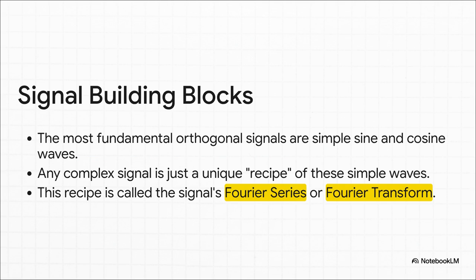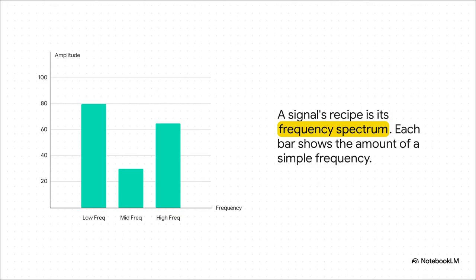So what are these fundamental building blocks for signals? Turns out they're just simple sine and cosine waves of different frequencies. It's like how you can make any color you can imagine from a recipe of red, green, and blue light. You can make any signal from a specific recipe of sine waves. And that recipe has a name, the Fourier transform. And this is what that recipe looks like. It's called the frequency spectrum.